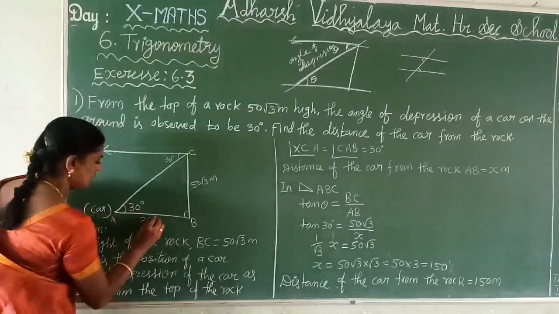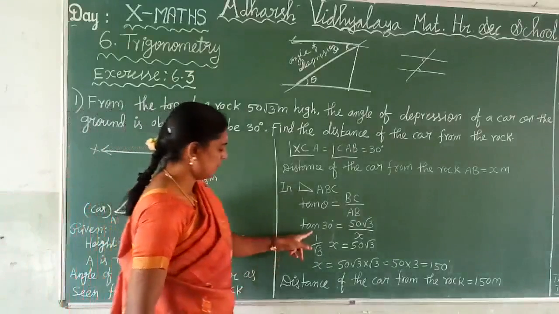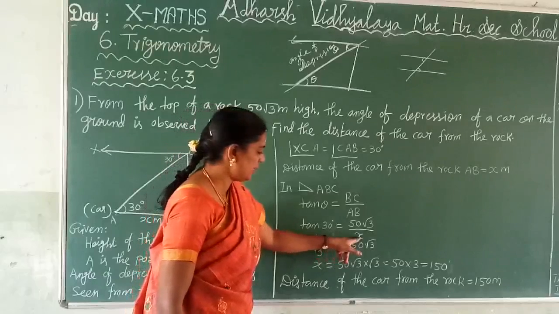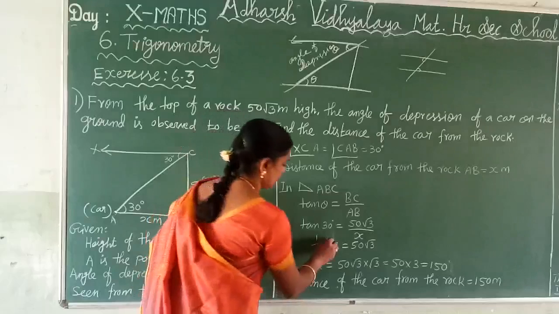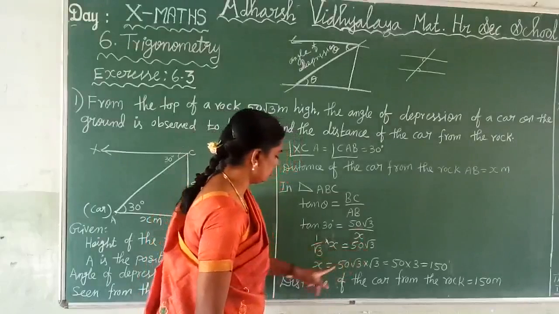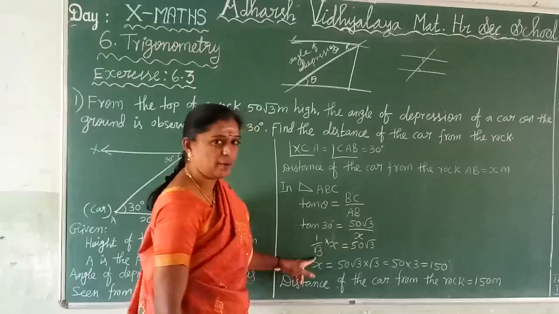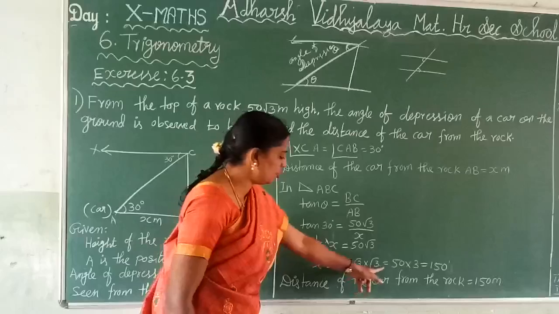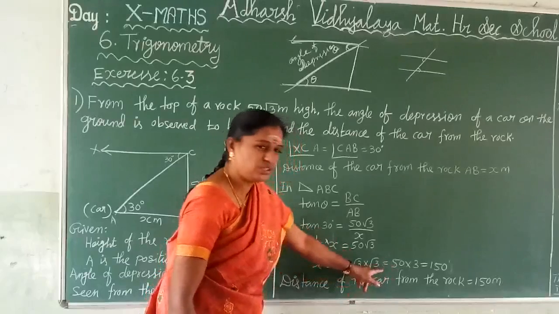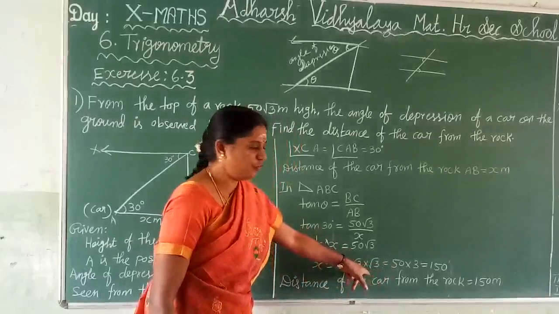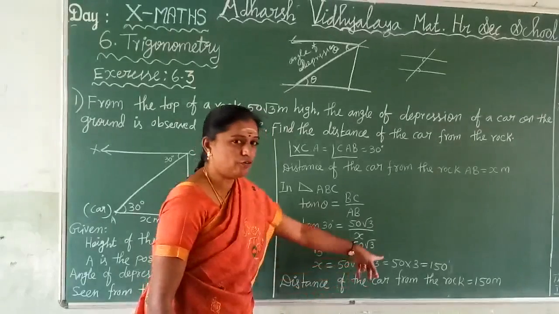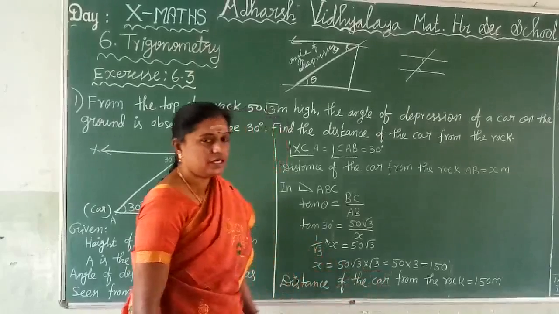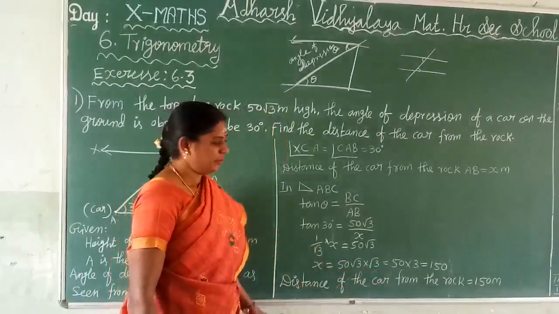Here AB is x meter. The table value of tan 30 is 1 by √3. The denominator x comes inside, so the numerator is x equals 50√3. So x equals 50√3 into √3, since the denominator √3 goes to the opposite side. √3 into √3 is 3, so 50 into 3 is 150. So x equals 150. What is the x value? The distance of the car from the rock is 150 meter.